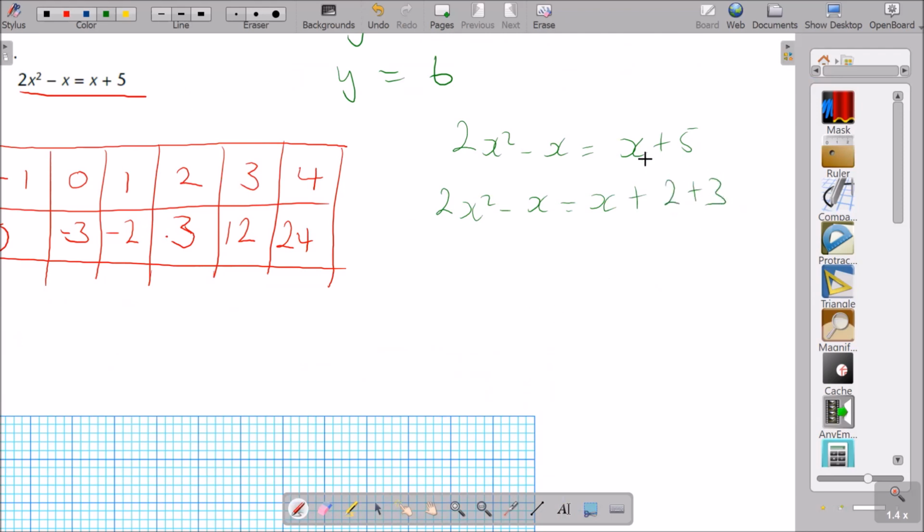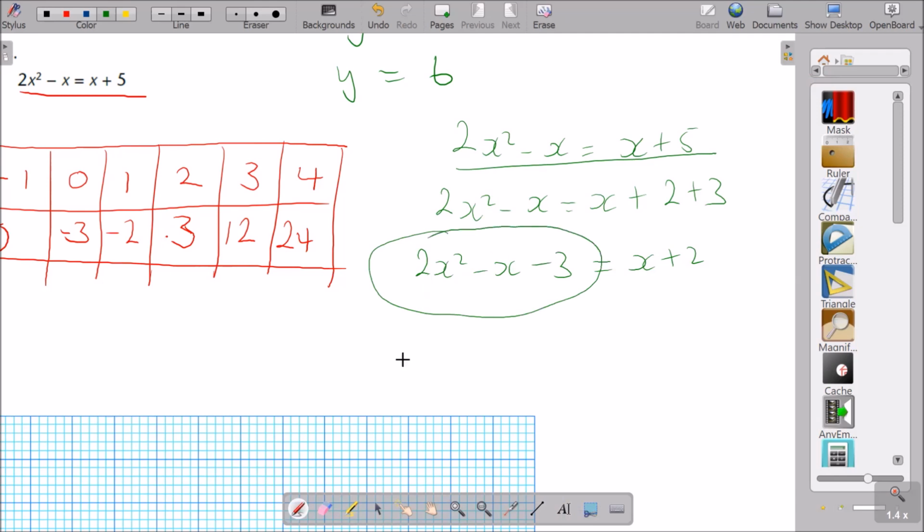So this 3, when it comes to that side, it becomes negative. So we have 2x squared minus x minus 3 is equal to x plus 2. This is still the same equation as that. But now we have manipulated it so that this left-hand side has this. Now we have the graph of y is equal to this 2x squared minus x minus 3. We want the graph of y is equal to x plus 2. So this is a linear graph.